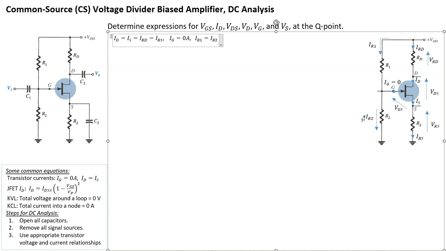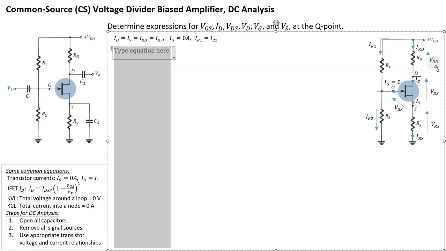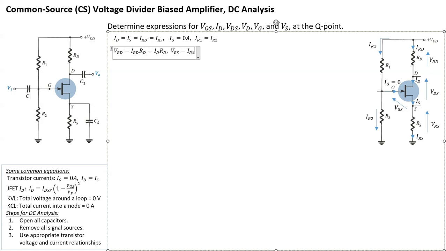Now let's have a look at the expressions for the voltages. Let's start with VRD. It should be obvious from Ohm's law: V equals IR, so it's IRD times RD, and since IRD is just ID, that's ID times RD. So that's VRD. And then you have VRS. We'll come back to VDS in a bit. VRS is simply IRS times RS, and since IRS is just ID, it's ID times RS.